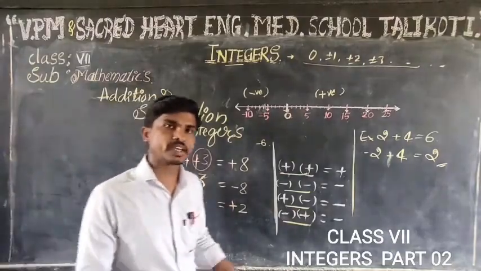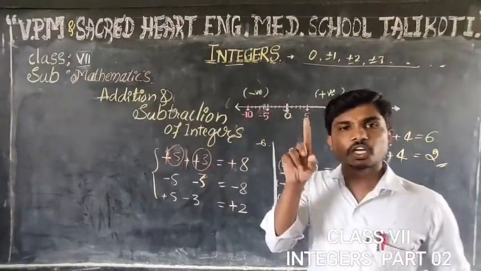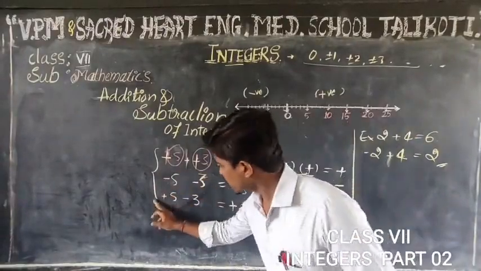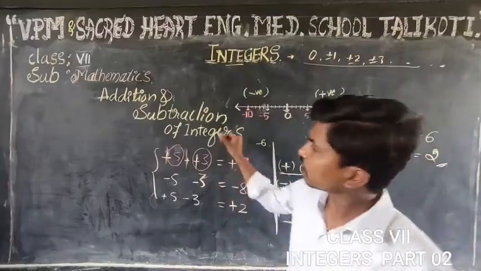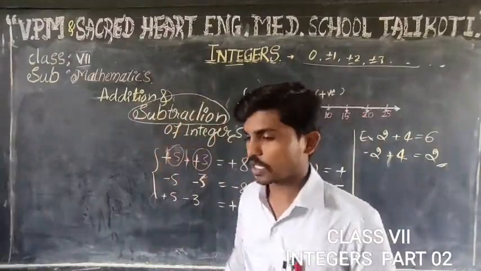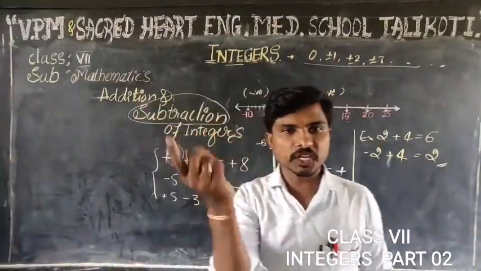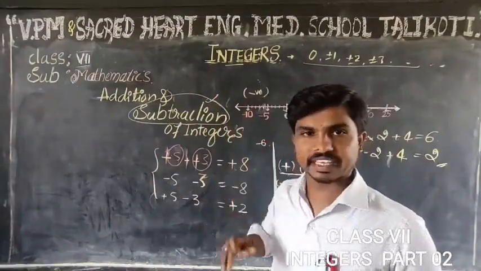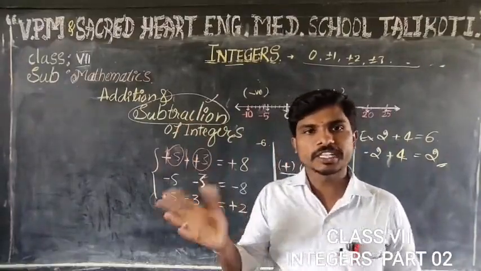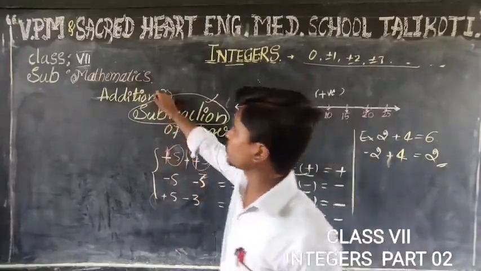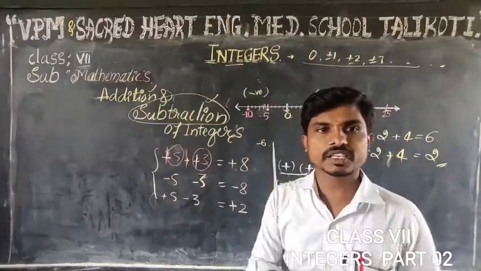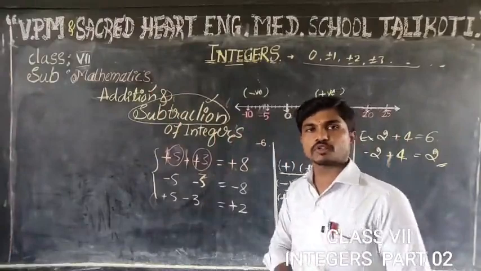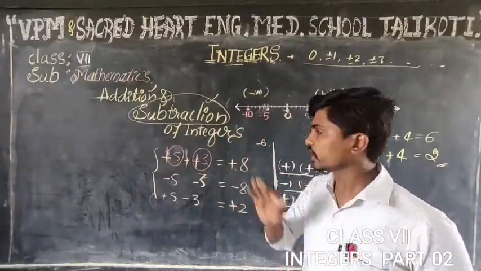This is all about the addition and subtraction of integers. When two integers have a different symbol, then we go for subtraction. In all other cases, if two integers have a positive sign, then we go for addition. If two integers have a negative sign, then also we go for addition.